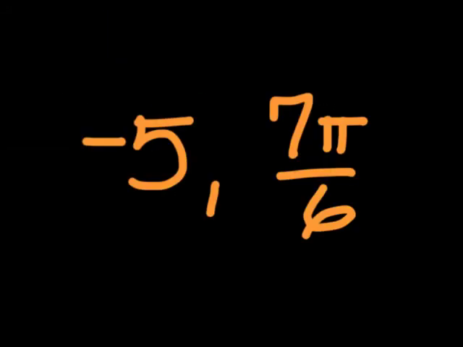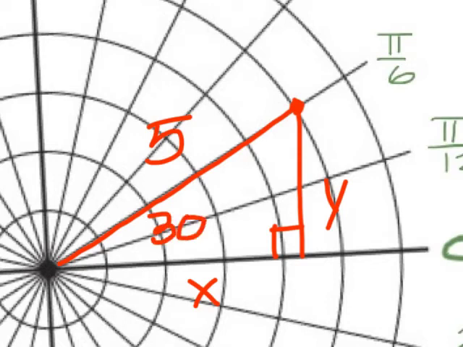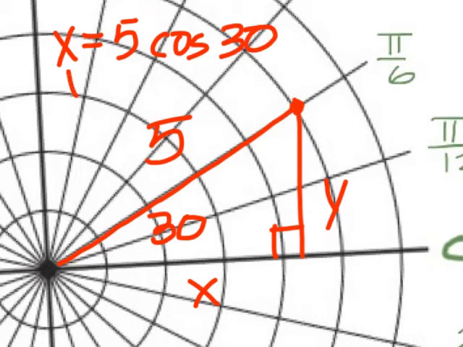Practice problem number 2. -5 and 7 pi over 6. The solution for the practice problem: 5, x, y, this is 30, and x is 5 cosine 30, and y is 5 sine 30. It's a 30, 60, 90 triangle, so you could do the 30, 60, 90 techniques, which is the short side is half of the hypotenuse, and then you'll have short side times square root of 3 to get the long side. We'll see if that works out.